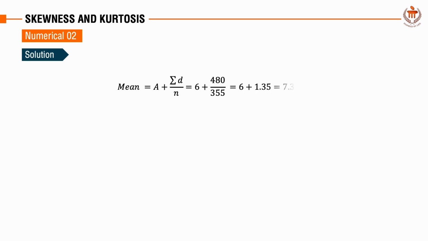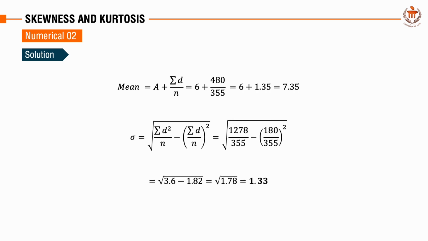Once we got those values, we can find the mean. Sum of fd is 480, N is 355. Assumed mean we have taken as 6. So if we solve, we got the mean as 7.35. And then we apply the same formula, sum of fd square by N minus sum of fd by N, whole square. The sum of fd square we calculated as 1278, N was 355 and sum of fd was 480. So when we applied the formula, the sigma we got as 1.33.